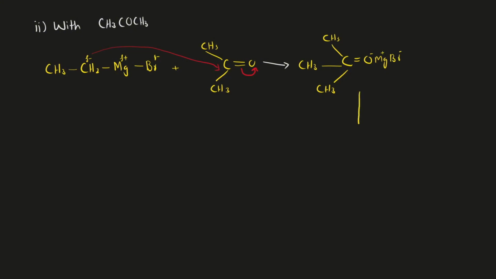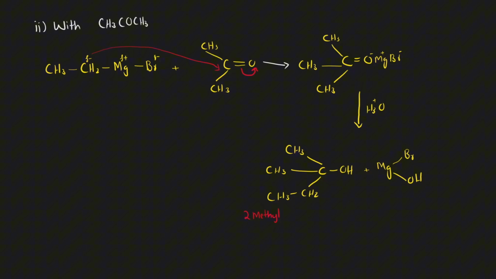Here, there's a little mistake. I accidentally missed one methyl group. Sorry for that. When we do the hydrolysis of this compound, we get tertiary alcohol or 2-methyl 2-butanol. It's 2-methyl 2-butanol, a tertiary alcohol. You can see three different groups are attached to the carbon, which is attached to the hydroxyl group.